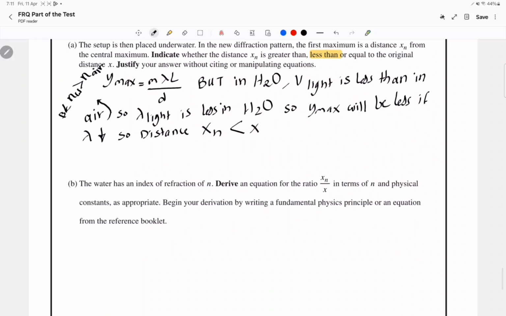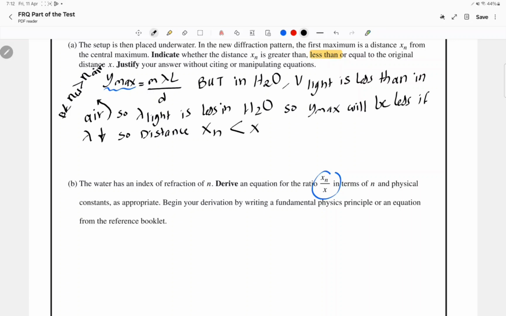Now, the water has an index of refraction of n, and derive an equation for the ratio of xn over x. By the way, the xn here and the x is just the y max, but they used a different letter to confuse you. So they want y max over y, basically. They want the y max in the water over the y max in the air.